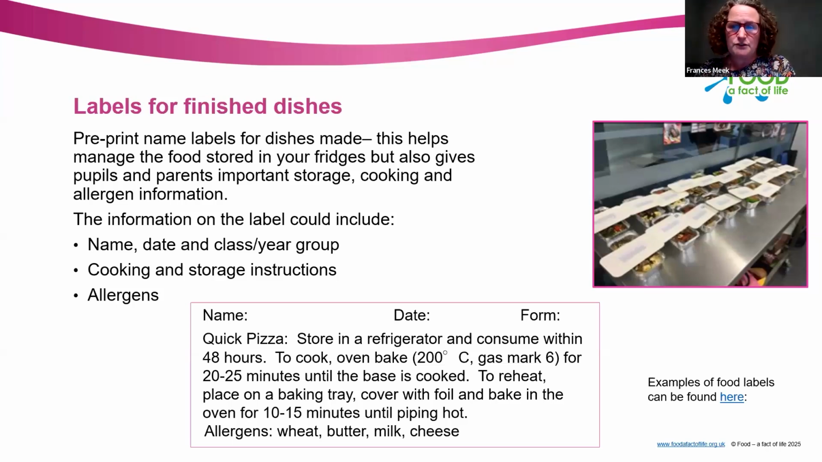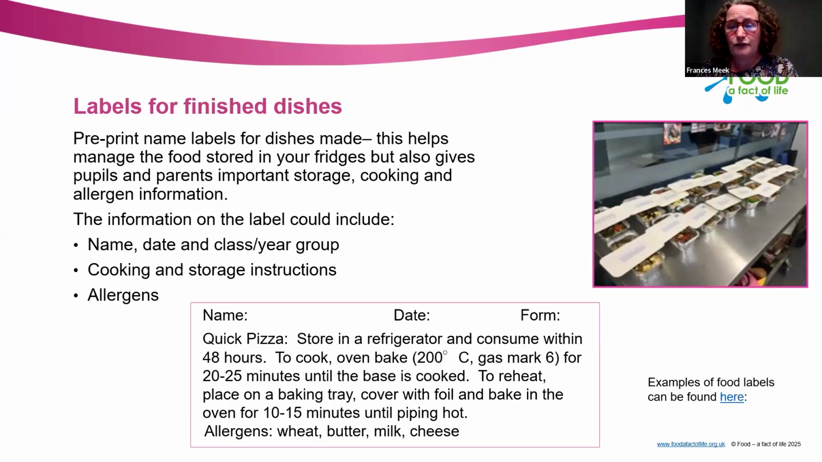A really good way of doing that is just creating a label that can be stuck on the paper bag or on the tinfoil dish, on the plastic container. It has information like name, date, form, etc. And it has the information around reheating or cooking or storage of the product, because that's obviously very important from a food hygiene point of view. But it also has allergens on there as well, so that everybody is aware of what's contained in that particular dish.